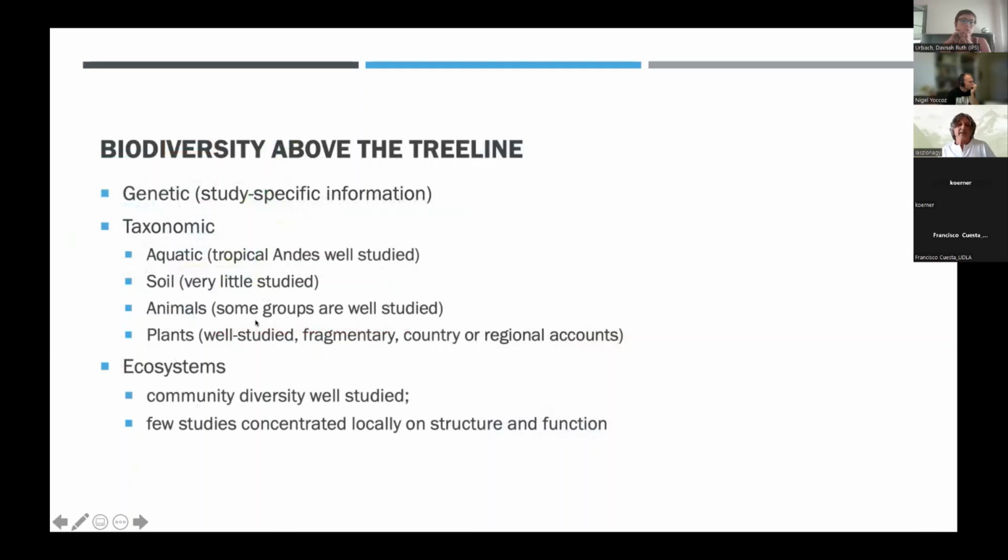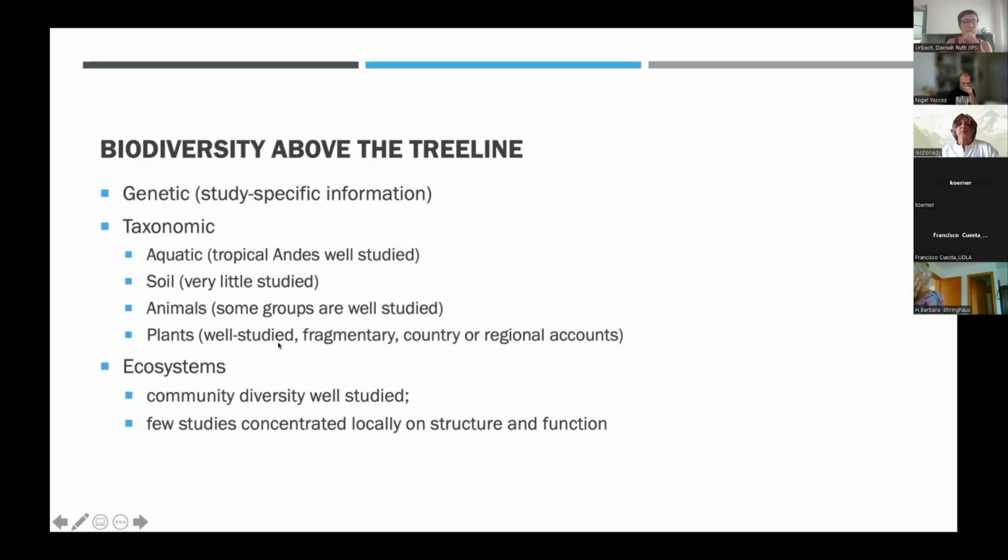Okay. Right, I'm running out of time, so just very quickly I'll sum up what we know about biodiversity at the tree line. At the genetic level, there is considerable study-specific information. However, it's missing being cataloged in a unique and unified database. At the taxonomic level, aquatic biodiversity, be it plants or animals, is very well known, especially in the tropical Andes, especially in the central Andes. Basically, next to nothing is known about soil biodiversity. Regarding animals, there are some groups very well studied, for example, anurans, because of the extinction threat that many anurans face in the Andes.